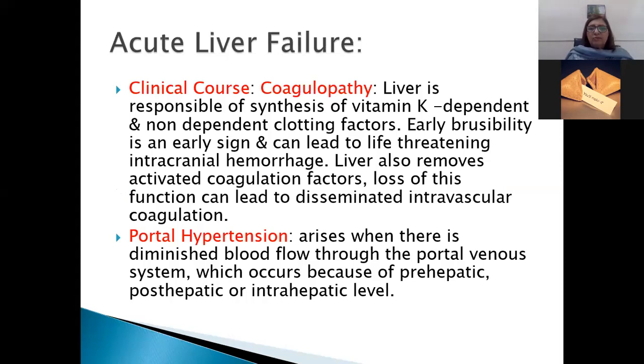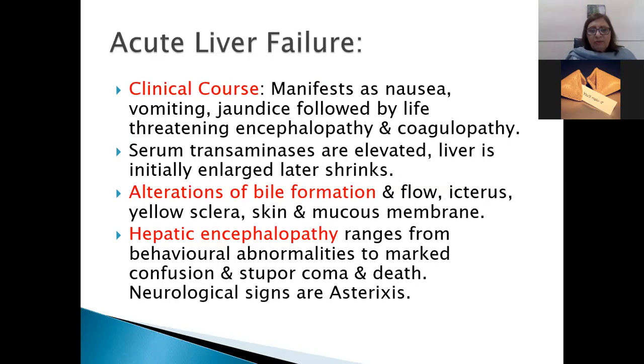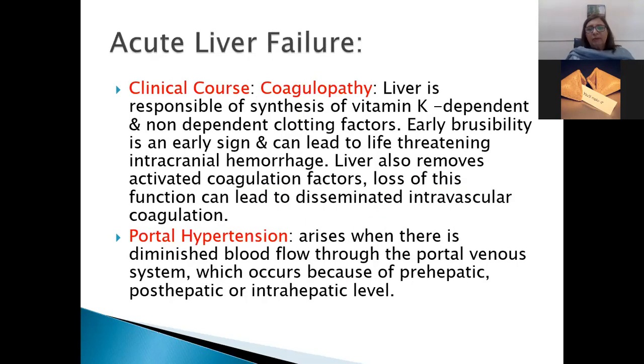The liver also removes activated coagulation factors, and loss of this function can lead to disseminated intravascular coagulation. Disseminated intravascular coagulation means you see small blood clots present throughout the circulation. So these can be very dangerous. They can lodge anywhere and they can lead to infarction, or the blood supply is cut off and the patient is going to have loss of function of that area. So I hope you understand hepatic encephalopathy and coagulopathy.